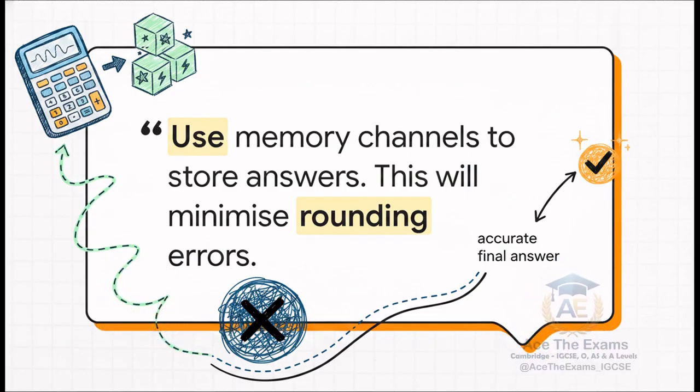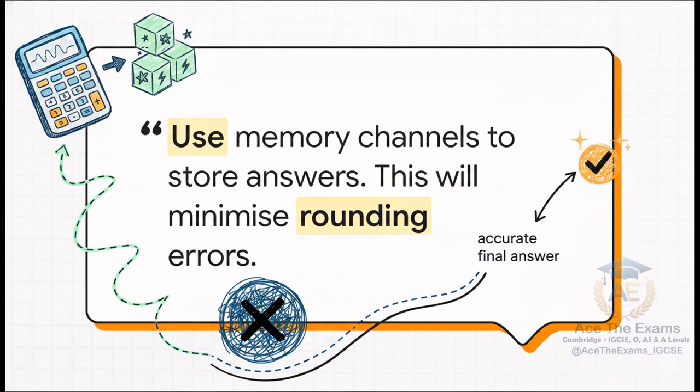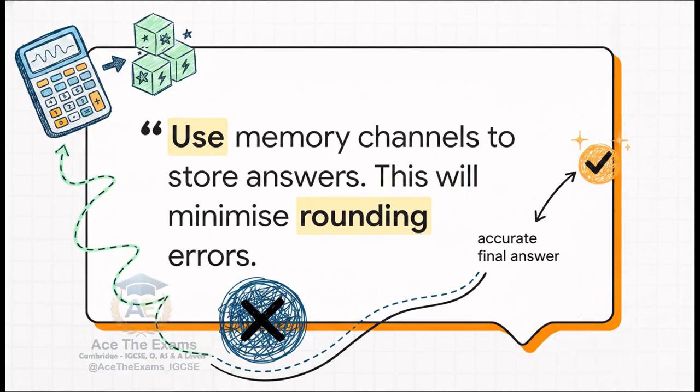Early rounding is the silent killer of exam grades. It is the enemy of accuracy. In complex multi-step problems, if you calculate an intermediate answer, round it off to, say, 3 significant figures, and then plug that rounded number into your next step, your final answer will be skewed. It will drift away from the true value. And in strict Cambridge mark schemes, that skewed final answer is marked wrong. Even if your mathematical logic was 100% flawless, you lose the mark because of poor execution.